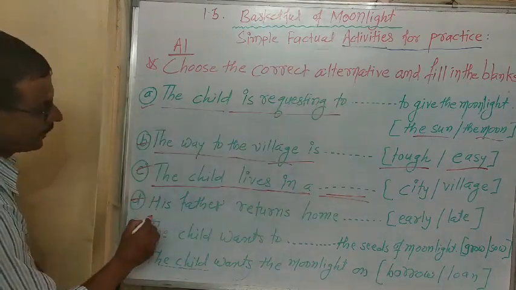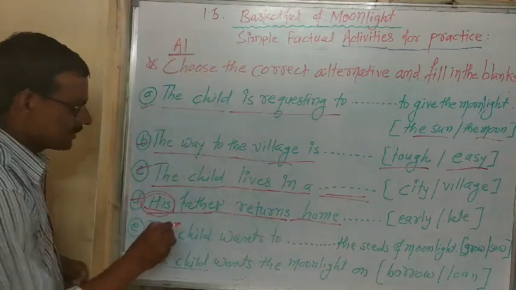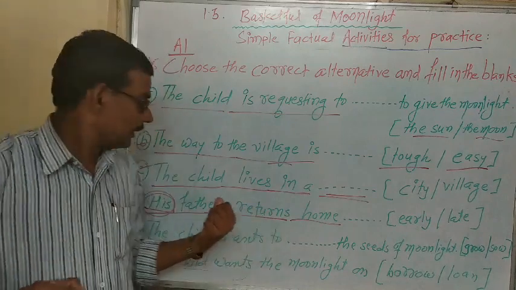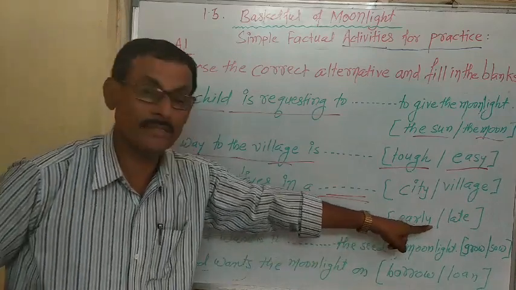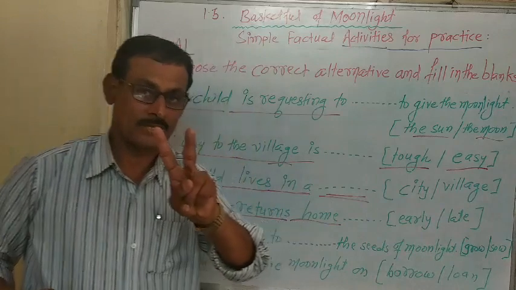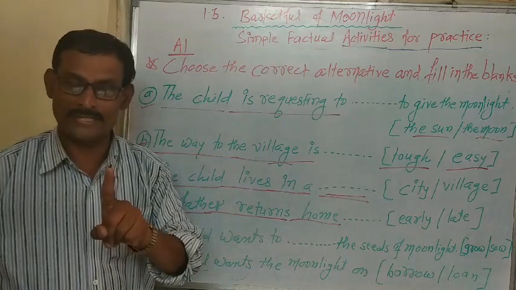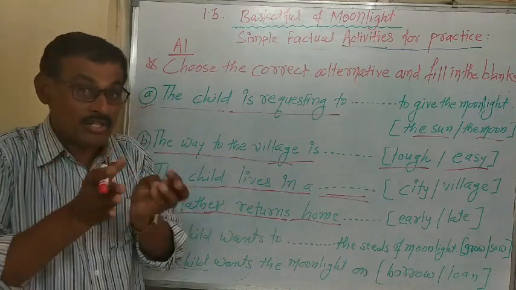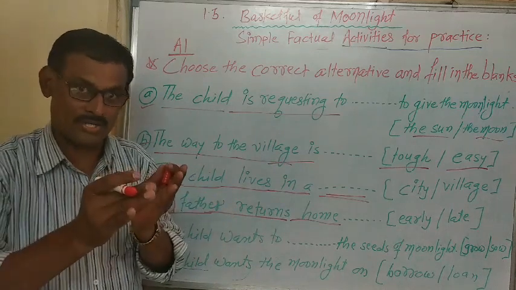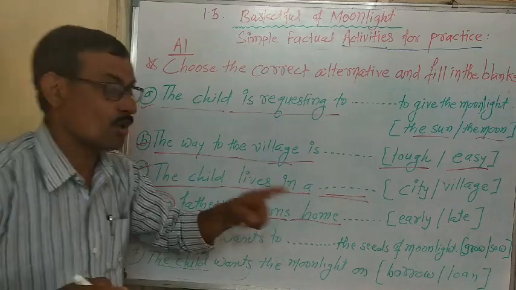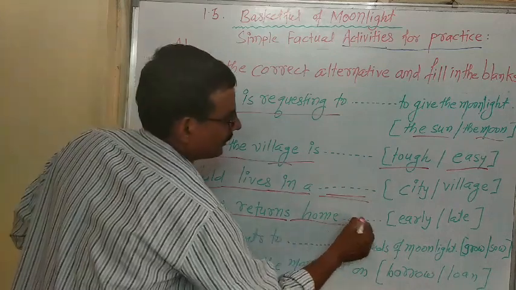The next one. His father returns home. His father means the child's father. His father returns home dash, early, late. Two options. Either early or late. You will get the answer easily. When does his father return home? Either early or late. You know it very well rather than me. So write the correct option.